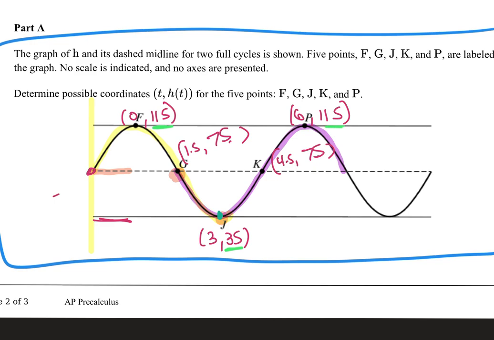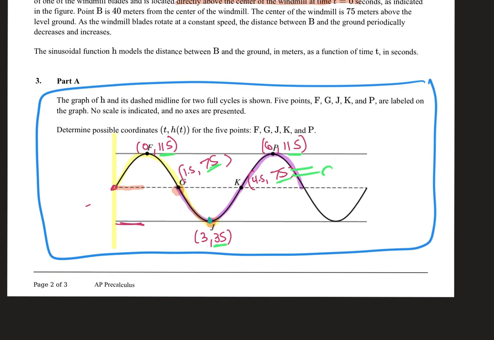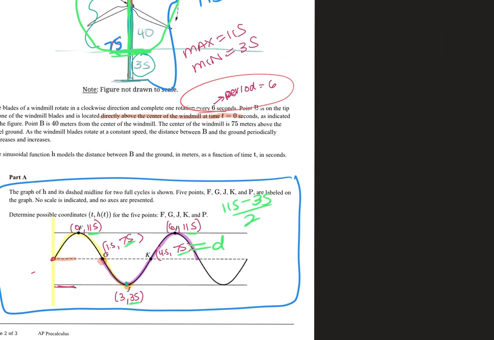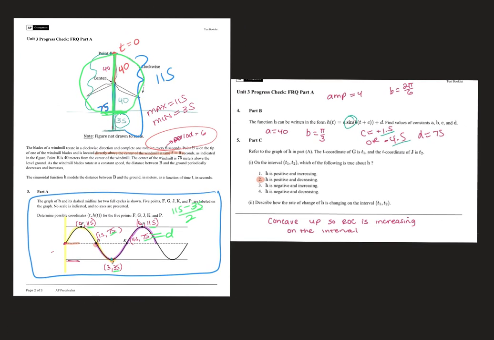The midline, we split the difference, right? So the midline goes at the y on the midline, or the y's that are in the middle. So 115 plus 35 divided by 2 gives you the 75, and the 75 is your midline. That also gives you D. For the amplitude, you would do 115 minus 35 divided by 2. All right, so the amplitude ends up being 40, which is your A, okay? So D is 75 and A is 40.